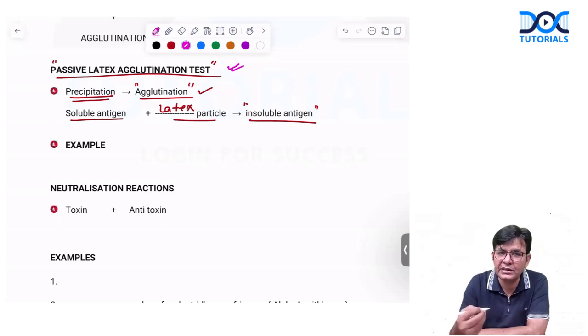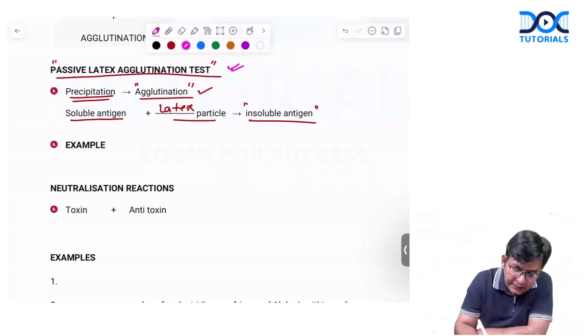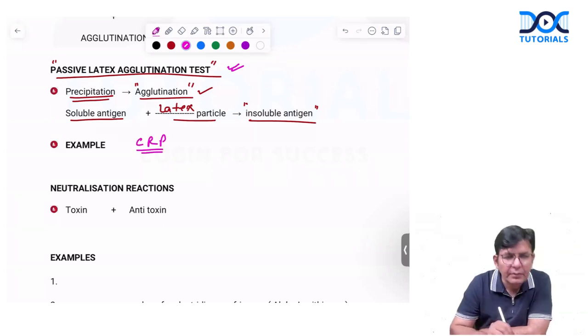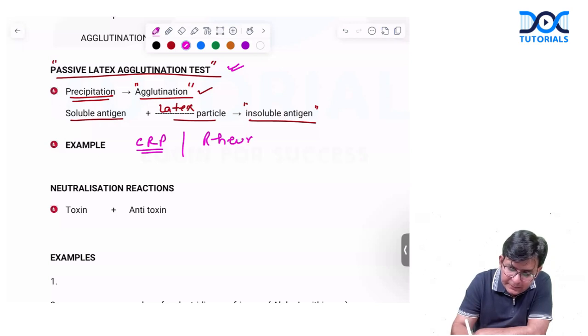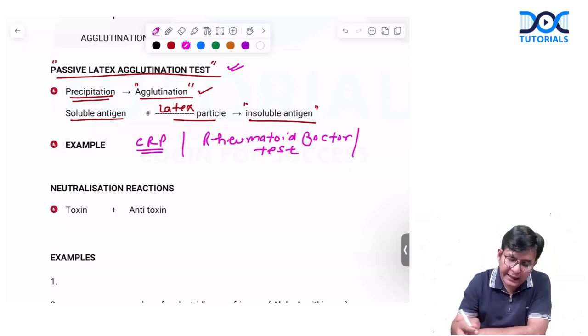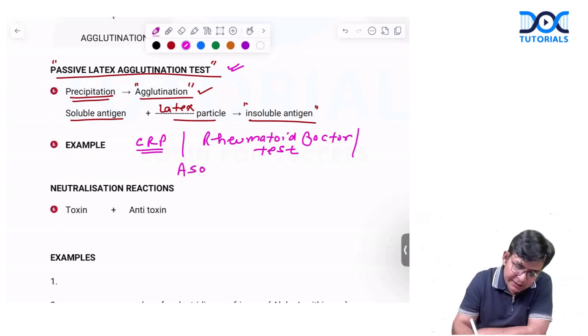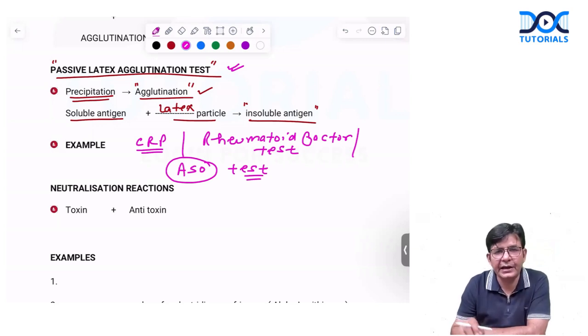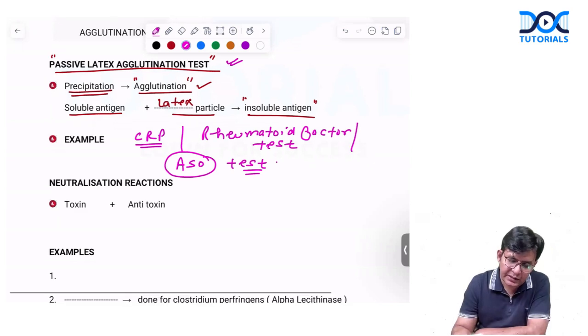And what are the examples of them? Examples are CRP, C-reactive protein, which we use for inflammatory conditions. Then we have the rheumatoid factor test, which is in the form of latex agglutination. And even in this, you can have the ASO test. What is ASO? That is the anti-streptolysin O test.